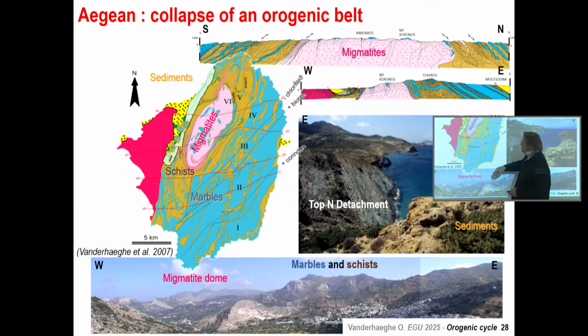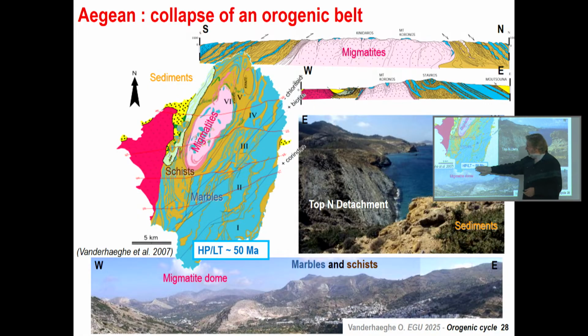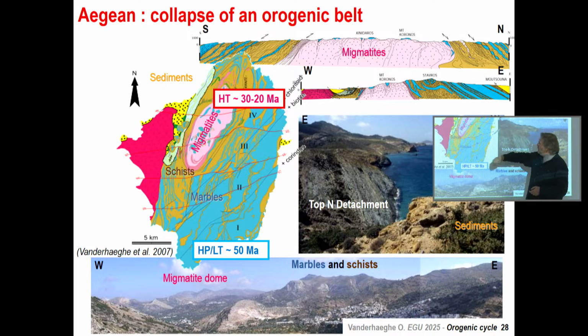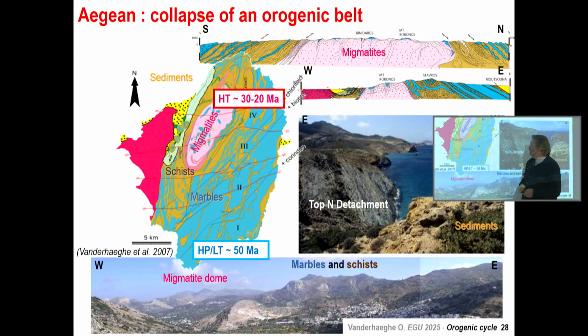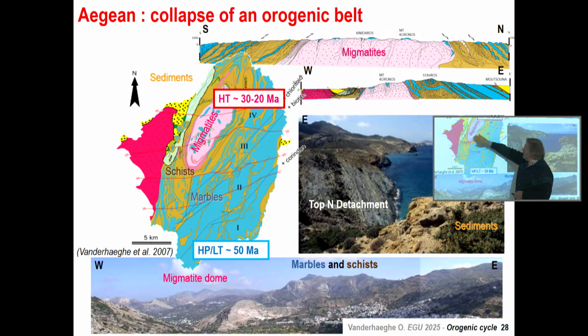And these marbles and schists have preserved high pressure, low temperature metamorphism dated at 50 million years. Not so far from the one of the Sesia, right? So the same timing. And it's preserved in the southern part of the island. But then these rocks have been overprinted by a mid-pressure high temperature metamorphism that grades from greenschist facies in the south to amphibolite facies in the core of the island. And it's in the core of a migmatite dome that I'm going to describe in detail.